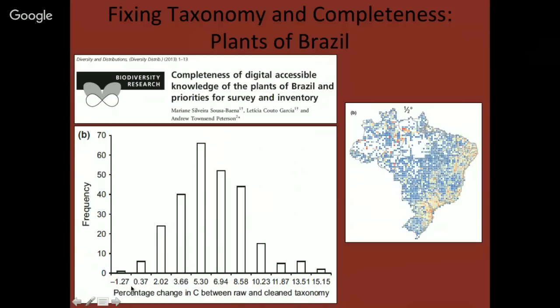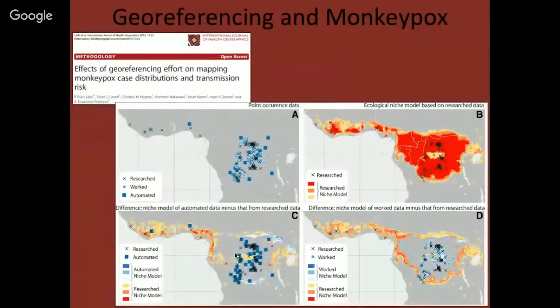What I want you to notice is that 0 is somewhere right about here. So essentially none of the grid squares gets worse as a consequence of cleaning the data, and all of them get better. And on average, it looks like they're getting better by about 6%. So this does make a difference even to these completeness analyses.